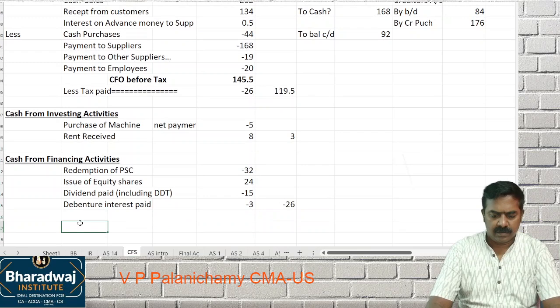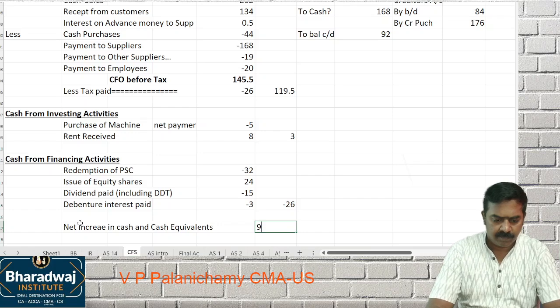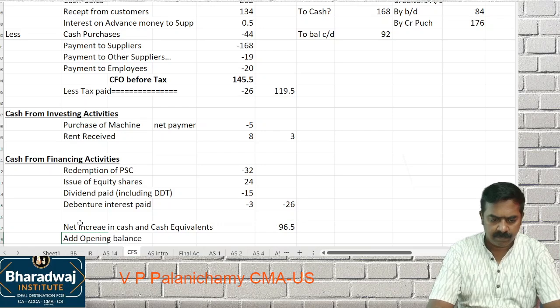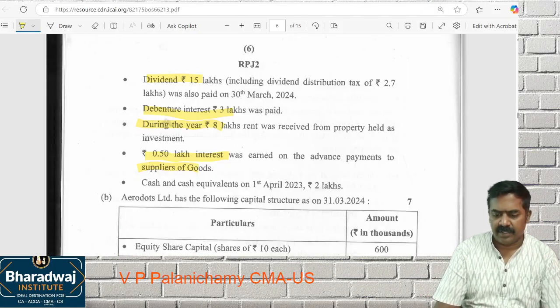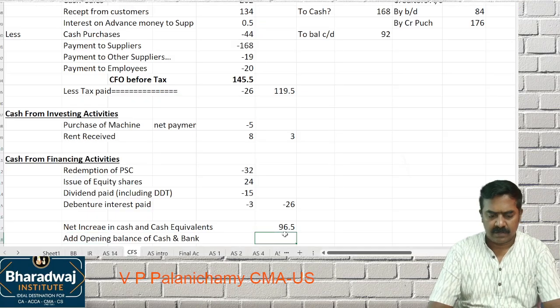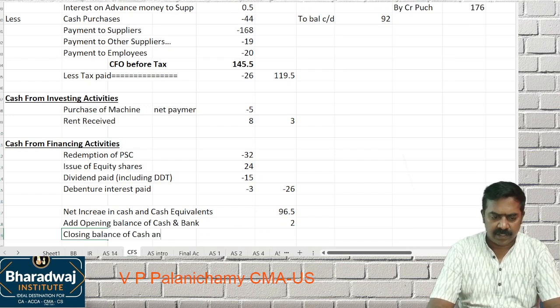So net increase in cash and cash equivalents. How much? Opening balance of cash and bank, it is given. Cash and cash equivalents at the beginning of the year was how much? 2 lakhs is given. You will get which one? Closing balance of cash and cash equivalents. How much? 98.5. That's it.